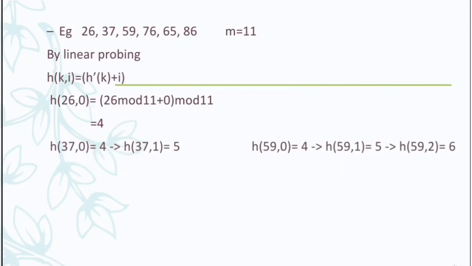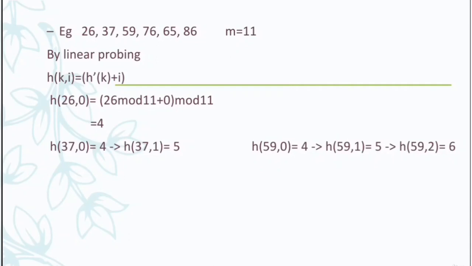Again in the next case for the value 37, for the index position 0 we got the value as 4, but you can see in this case that for key 26 we have also got the value as 4, and for 37 also. So this is basically where a collision occurs. So for this case we have taken the next index position as 1, that is, in this case hash of 37 comma 1 becomes 5. So in this way we can solve the collision problems.